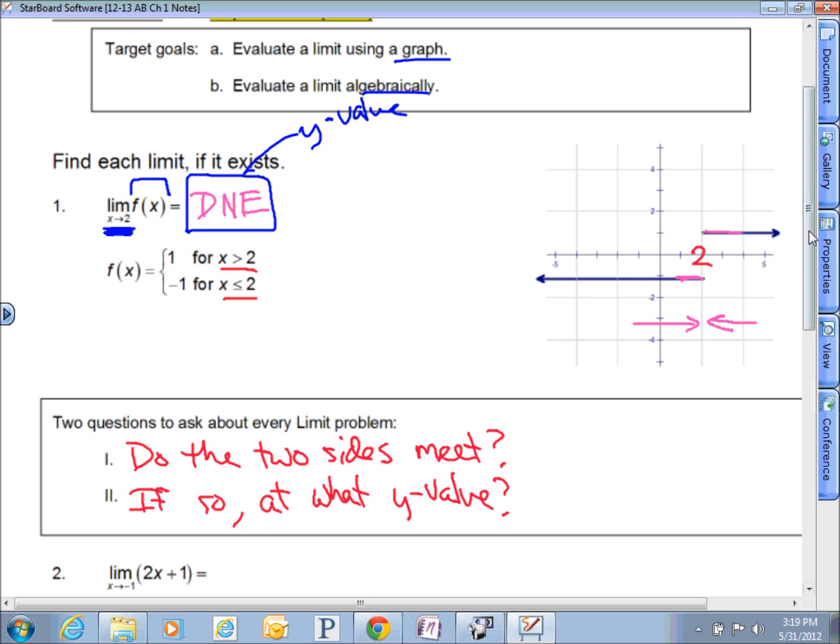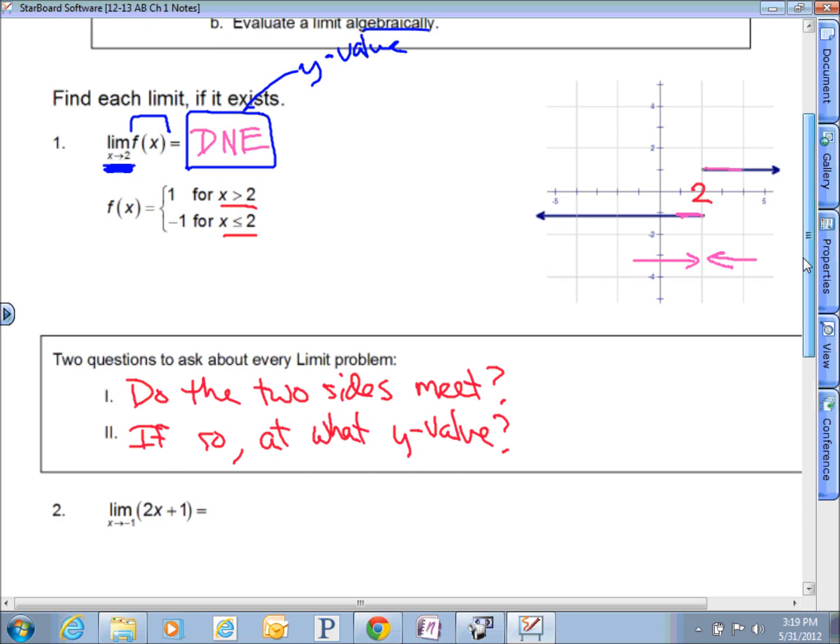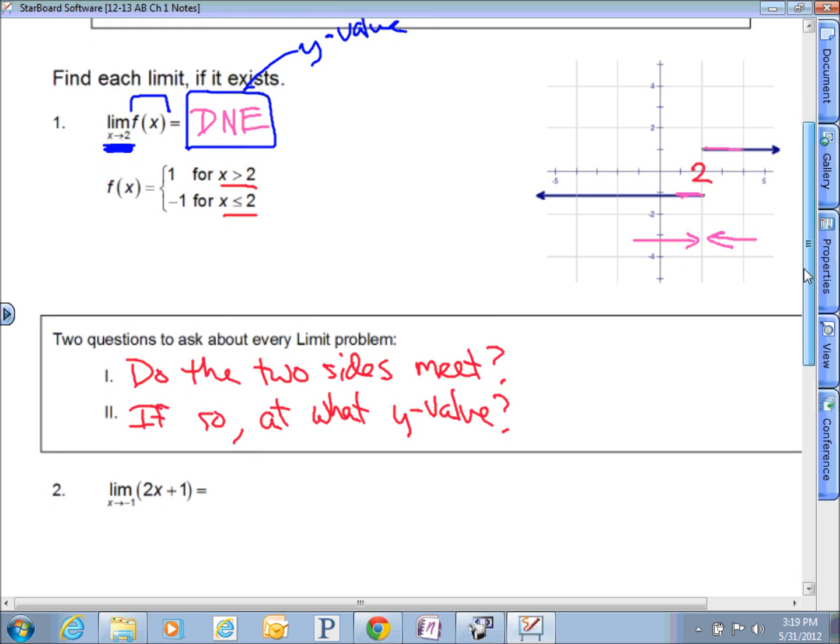When you're looking at my two questions, make sure you do them in the order I have them listed, because if you try to figure out where and they don't come together, it's going to cause you some trouble.